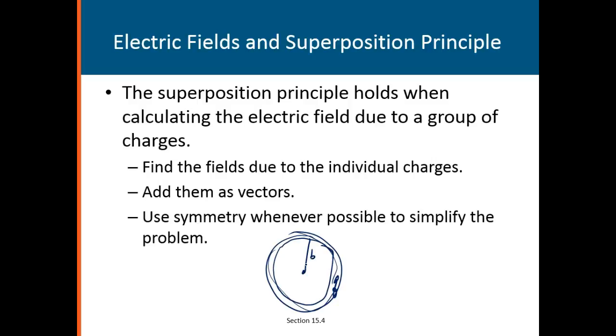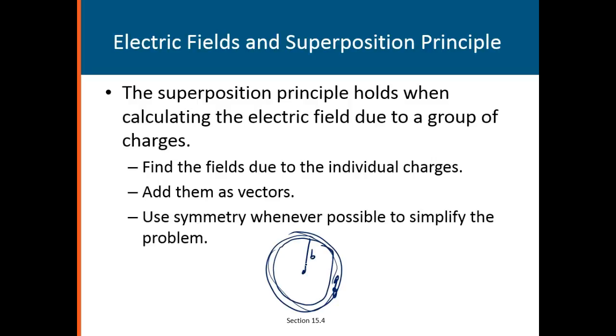15.5. A free electron and a free proton are placed in an identical electric field. Which of the following statements are true? Which means you may have more than one. A, each particle is acted upon by the same electric force and has the same acceleration. True or false?